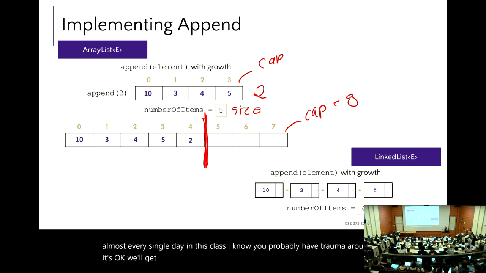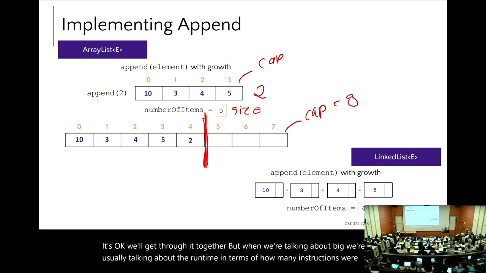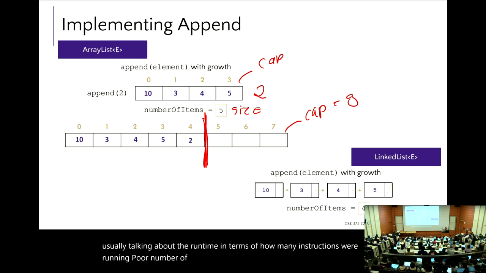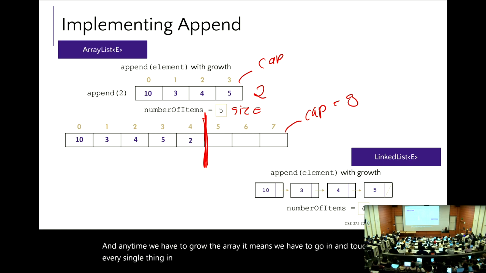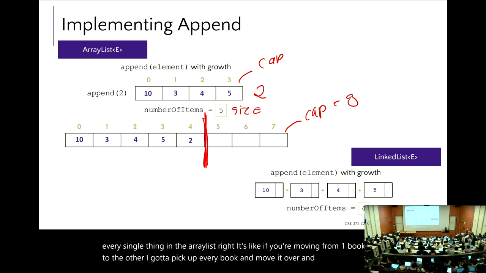But when we're talking about big O, we're usually talking about the runtime in terms of how many instructions we're running per number of items stored in our data structure. And anytime we have to grow the array, it means we have to go in and touch every single thing in the array list, right? It's like if you're moving from one bookshelf to the other, I have to pick up every book and move it over, and that gets really expensive.